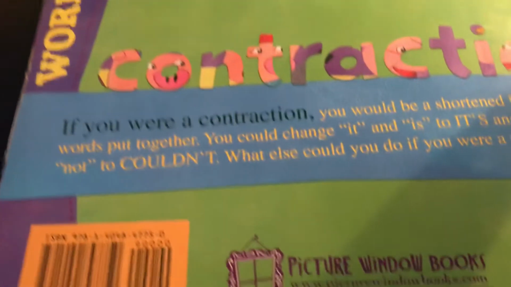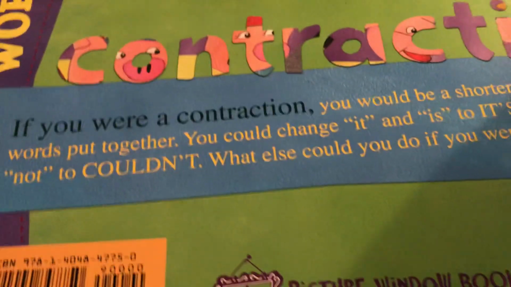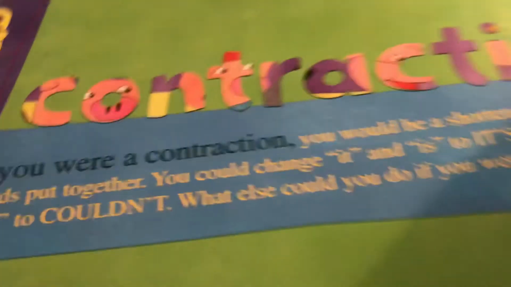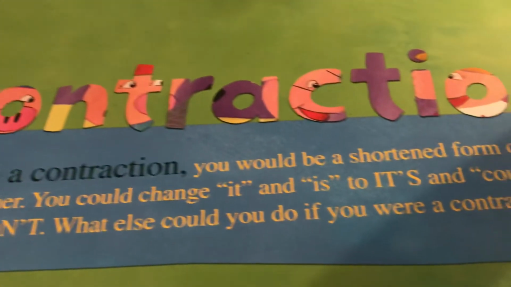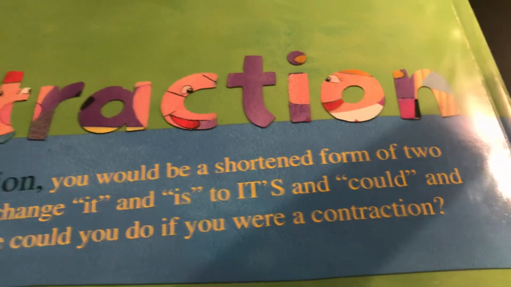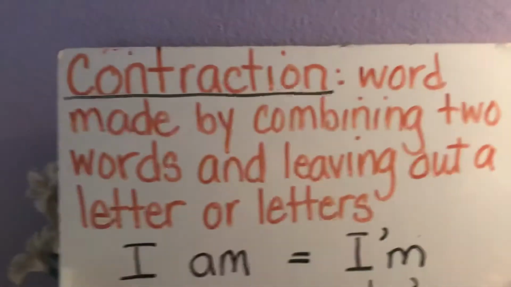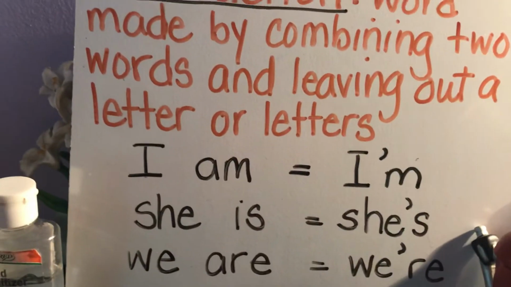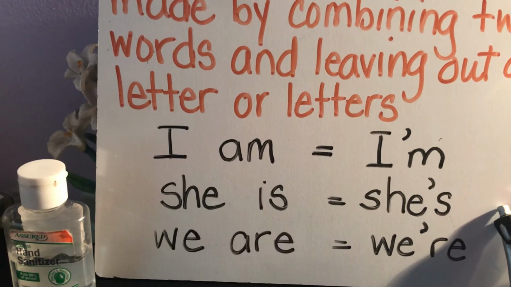So if you were a contraction, you could be a shortened form of two words put together. You could change it is to it's and could and not to couldn't. What else could you do if you were a contraction? So if you had to be a word, what would you be? Think about being a contraction. Combining two words and leaving out a letter to shorten it, or letters.